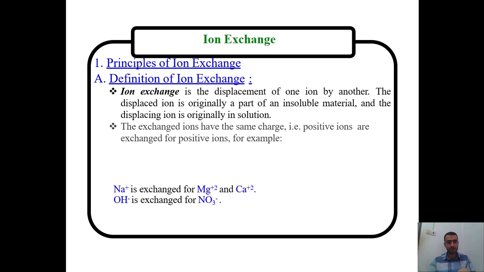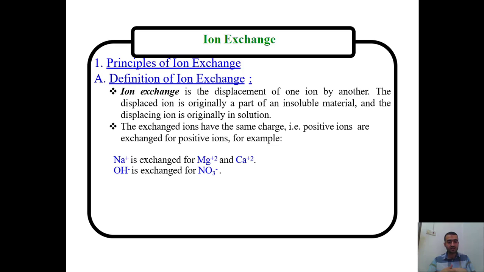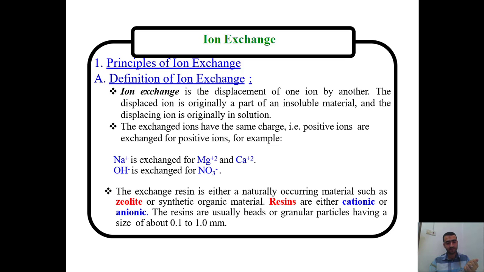The exchanged ions must have the same charge, of course. So positive ions are exchanged for positive, and negative ions are exchanged for negative. For example, sodium is exchanged for magnesium and calcium. Hydroxide, on the other hand, is exchanged for nitrate, for example. So this is one method to remove these metals and ions from water or wastewater.